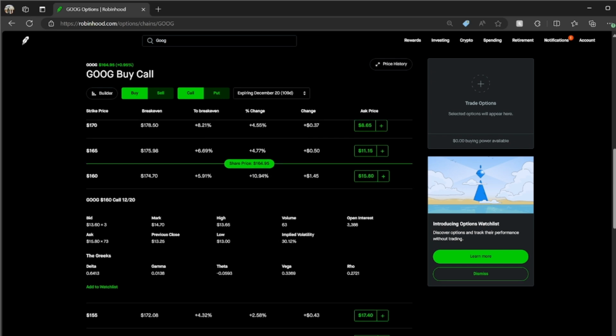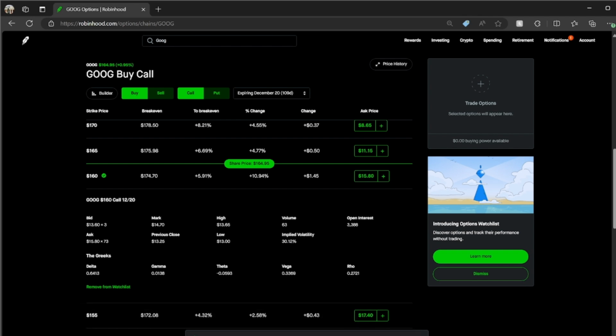You can see people are bidding $13.60 for it. Option sellers are asking for $15.80. In the middle of those two marks is $14.70. We're saying that currently there are about 3,400 options of this particular strike and date out there, and the implied volatility is pretty low at 30%.